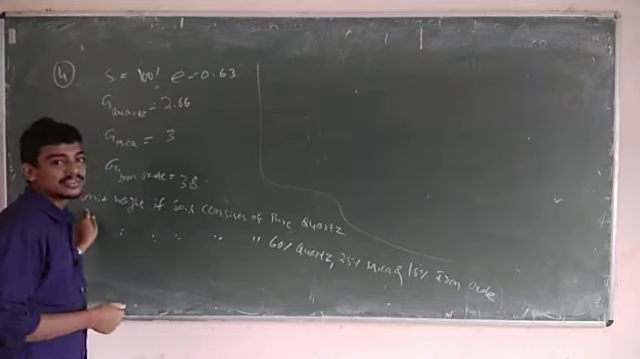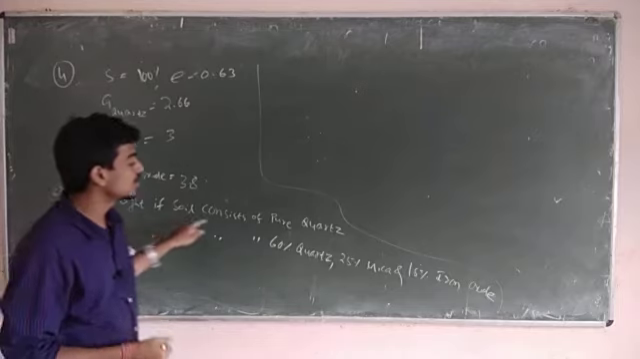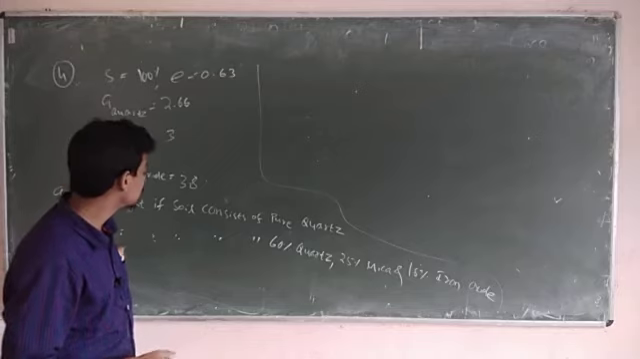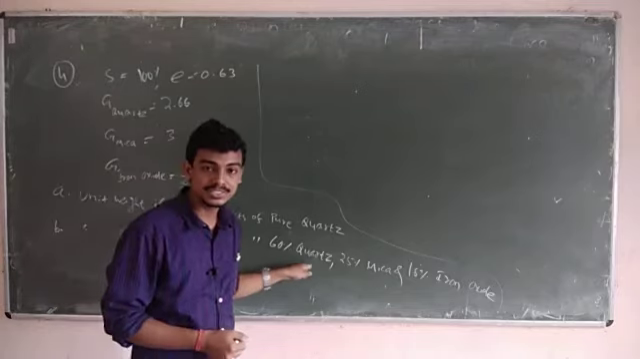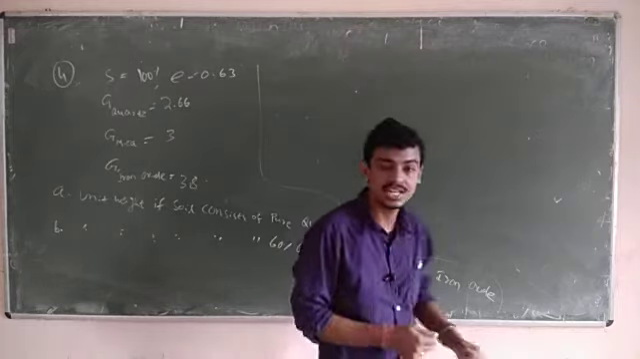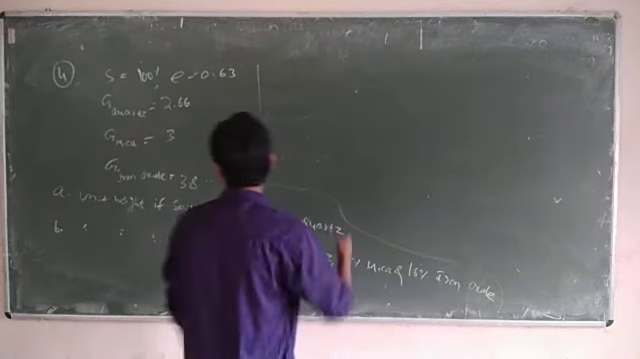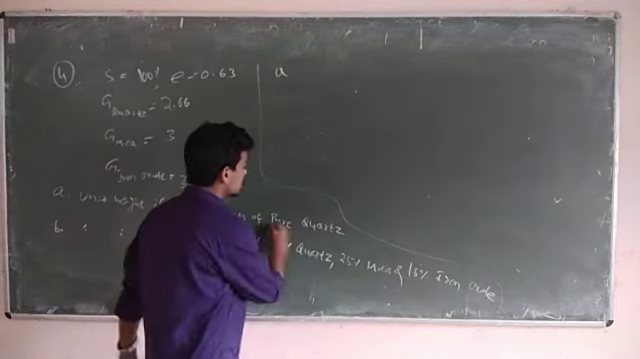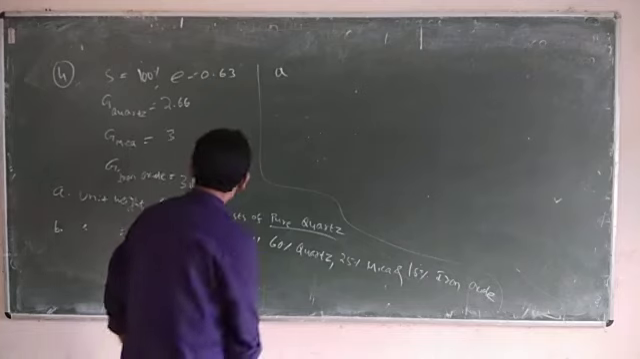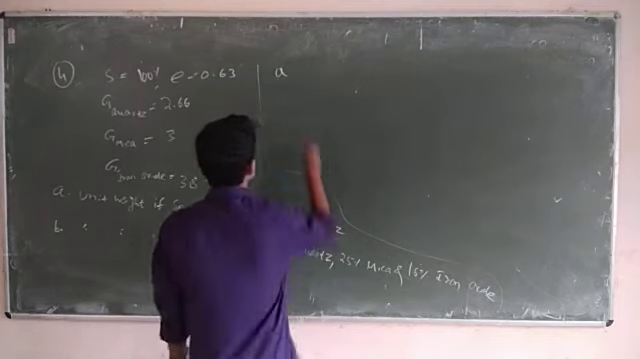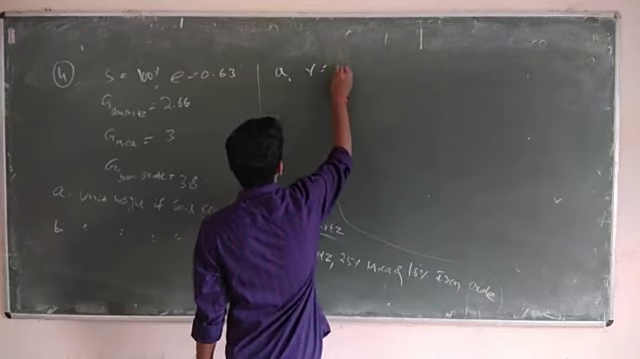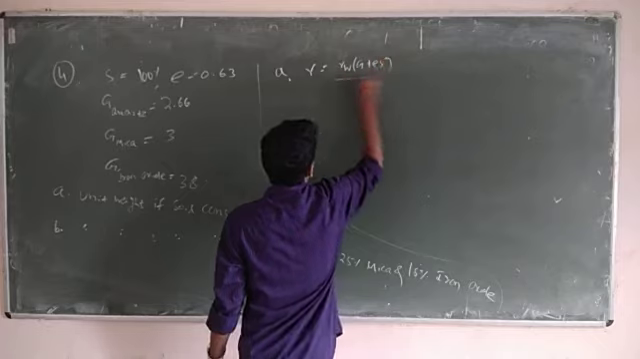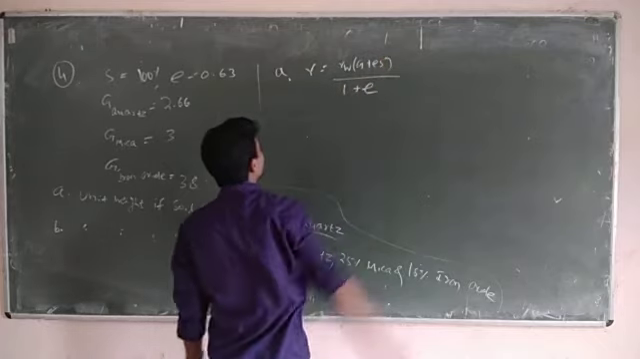And you have to calculate the unit weight if the soil consists of pure quartz. Second, you have to find the unit weight if it consists of 60% quartz, 25% mica and 15% iron oxide. So now I will first solve the first part, that is the unit weight if it consists of pure quartz. How to find the unit weight? First you have to write the formula, that is gamma W (G plus eS) by 1 plus e.